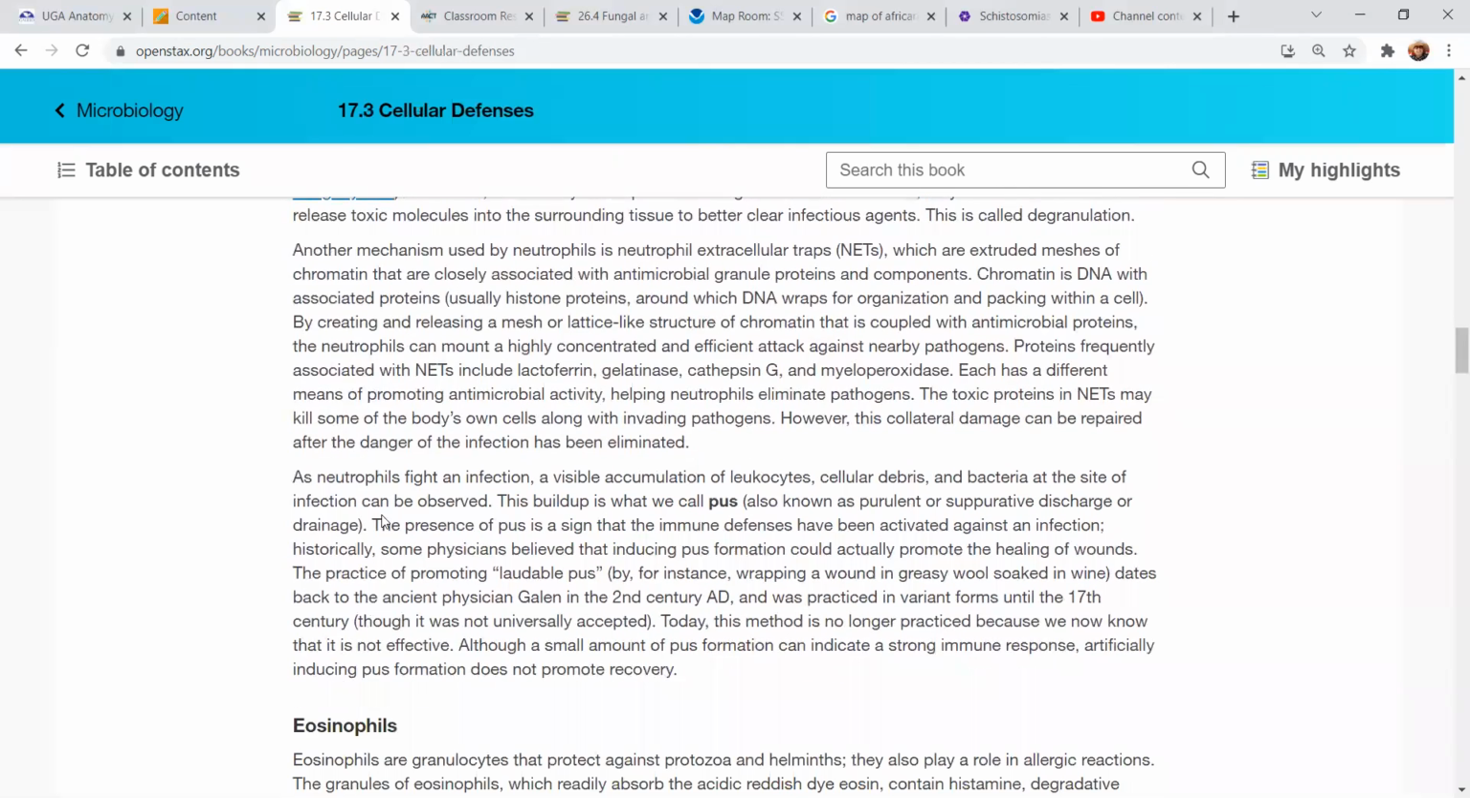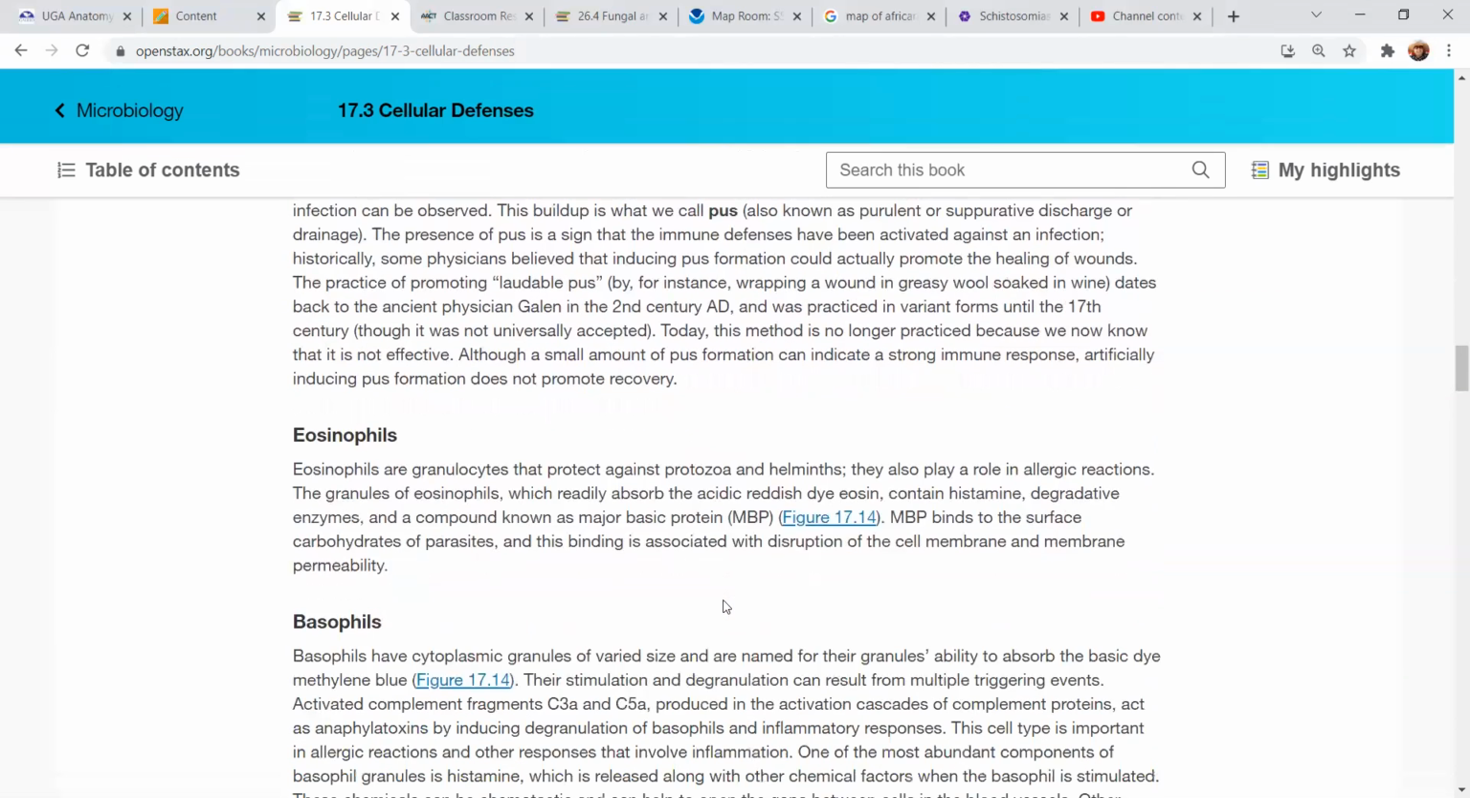So as neutrophils fight the infection, we'll get this accumulation of leukocytes, cellular debris, and bacteria. This is called pus or purulent discharge. When you see pus associated with the wound, that is a signal that your immune system is doing what it's supposed to be doing. The immune system has been activated. And so you have a little note here that historically, doctors believed that inducing pus formation would promote the healing of wounds. Of course, now we know that's not effective. But it is a sign that the body is doing what it's supposed to be doing.